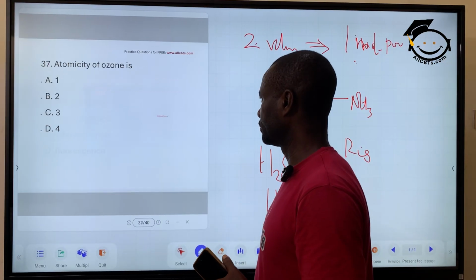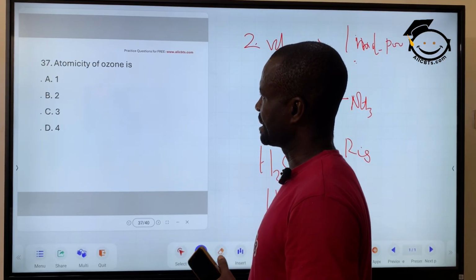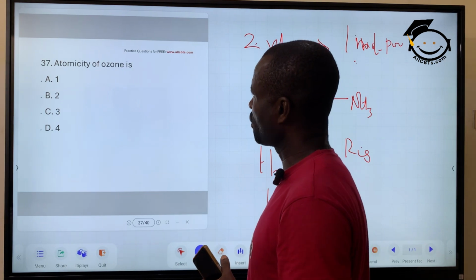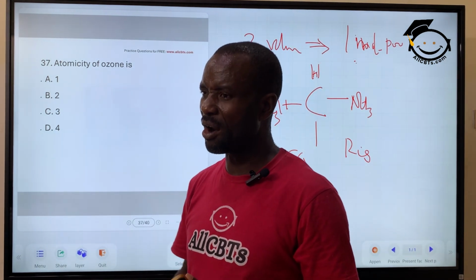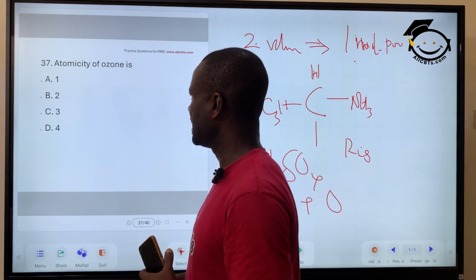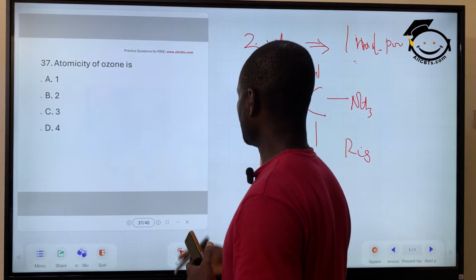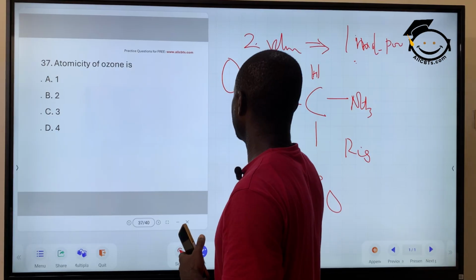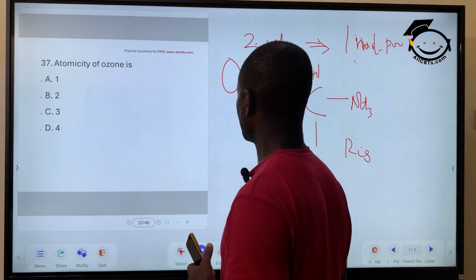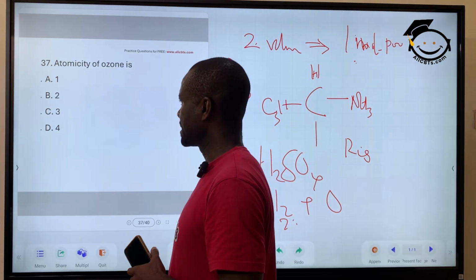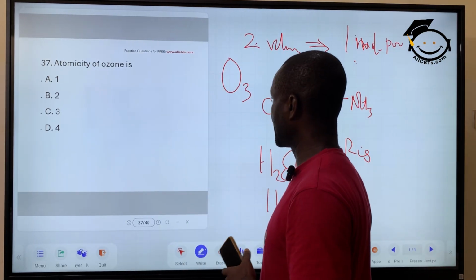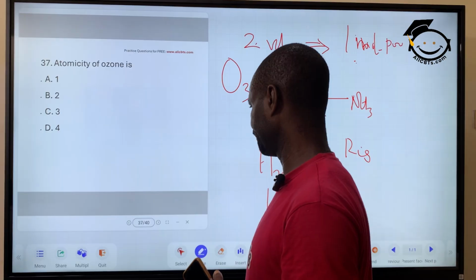All right. Number 37. Atomicity of ozone. When we say atomicity, it is the number of atoms present in an element. Ozone has the formula O3. How many atoms of oxygen are present here? A, 1. B, 2. C, 3. D, 4. The correct answer is 3, C.